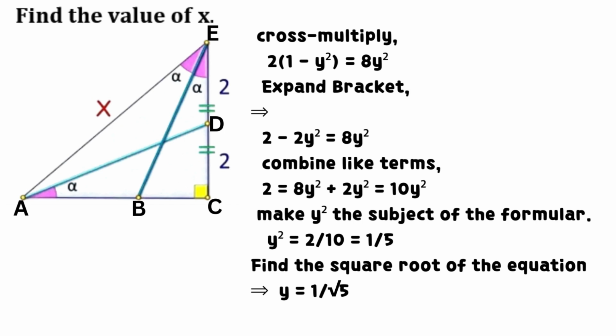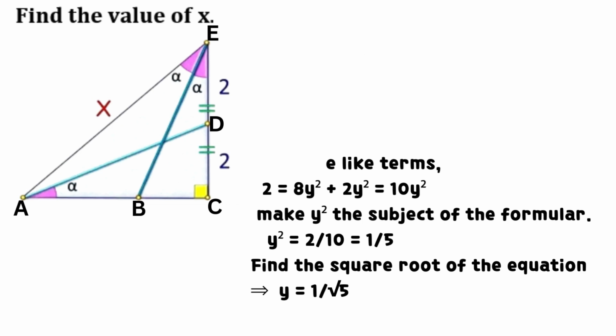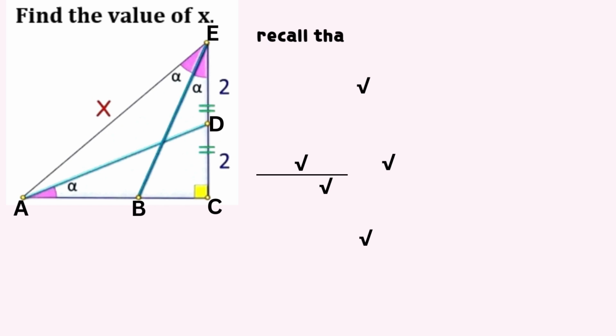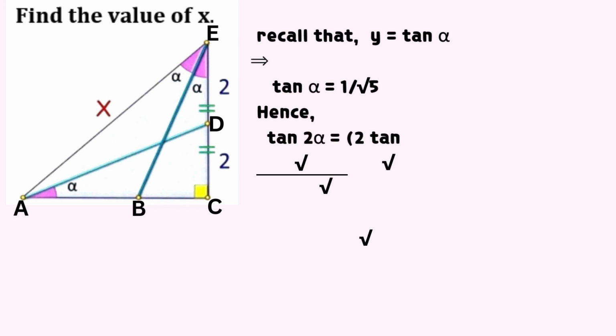Make the square of y the subject of the formula. We obtain that the square of y equals 2 divided by 10, which equals 1 divided by 5. Find the square root of the equation. Hence, y equals 1 divided by the square root of 5. Recall that y equals tan alpha. It follows that tan alpha equals 1 divided by the square root of 5.